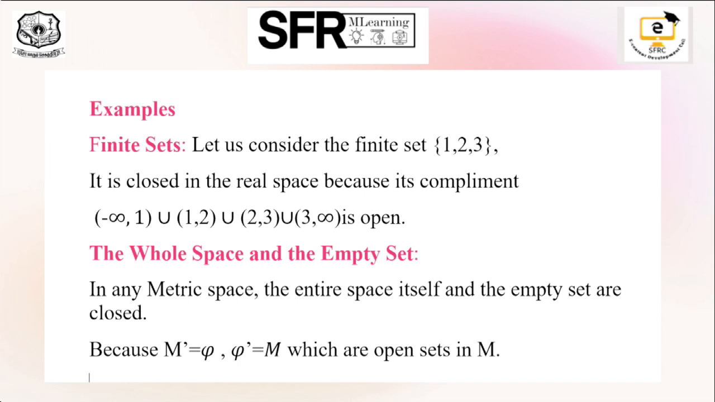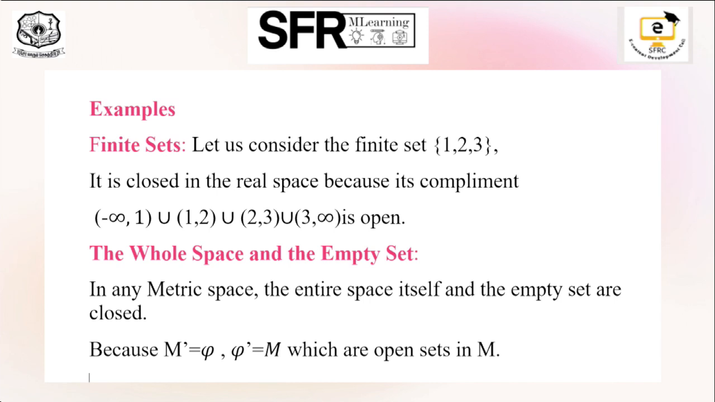This set is closed because its complement is the open interval (minus infinity, 1) union open interval (1, 2) union open interval (2, 3) union open interval (3, infinity), which is open. Therefore, the complement of the set {1, 2, 3} is open. Therefore, the set {1, 2, 3} is closed.